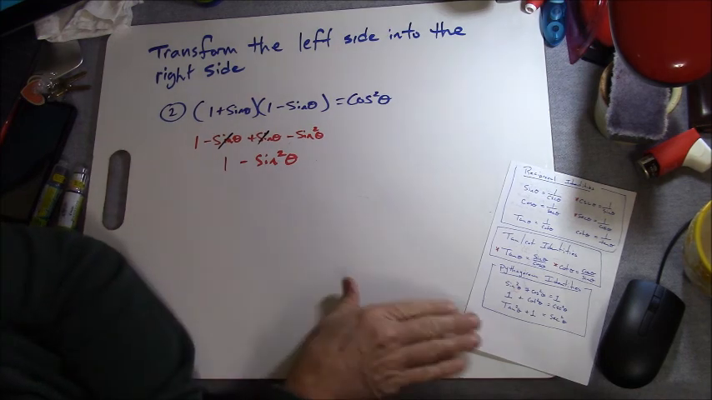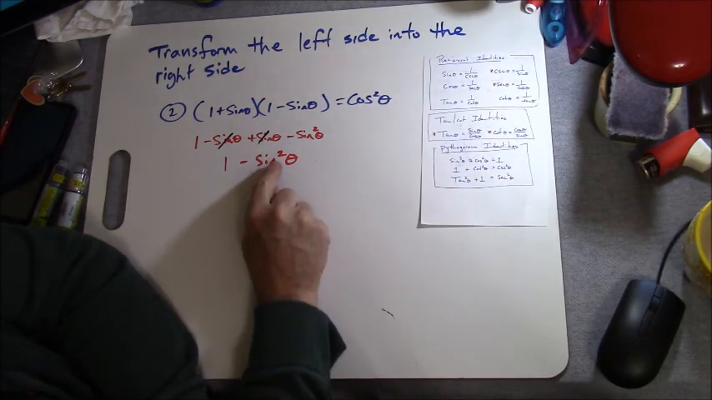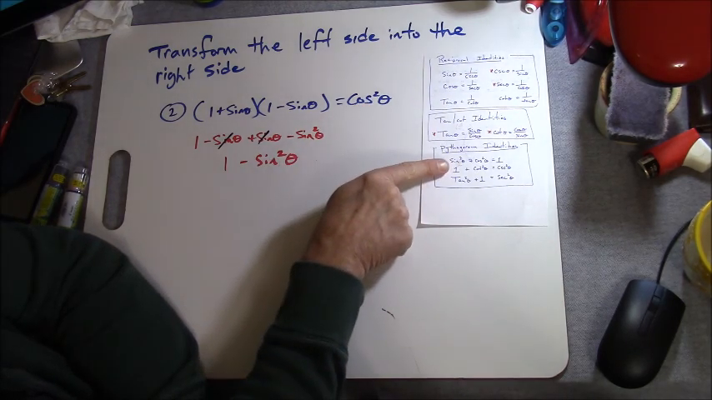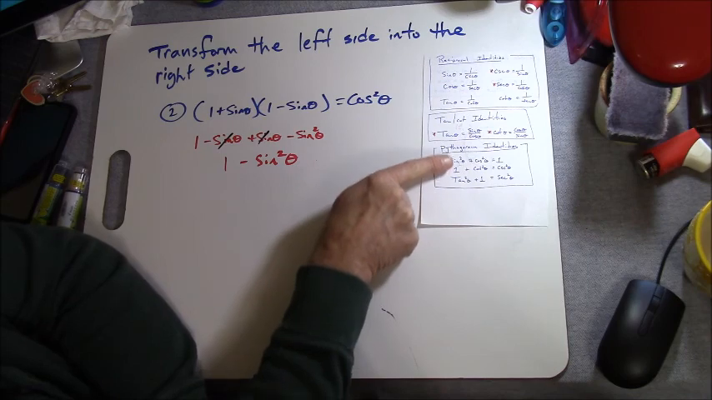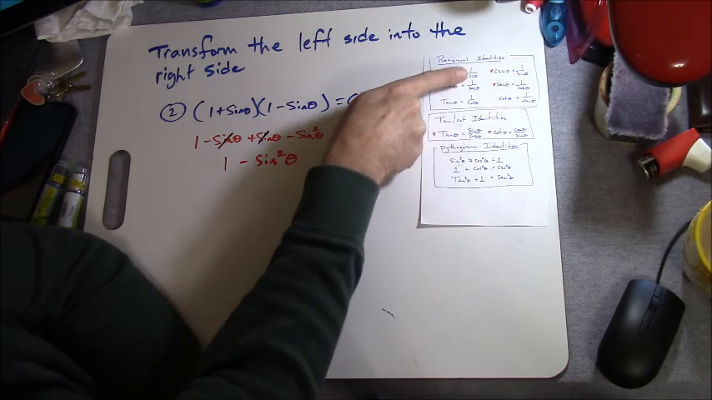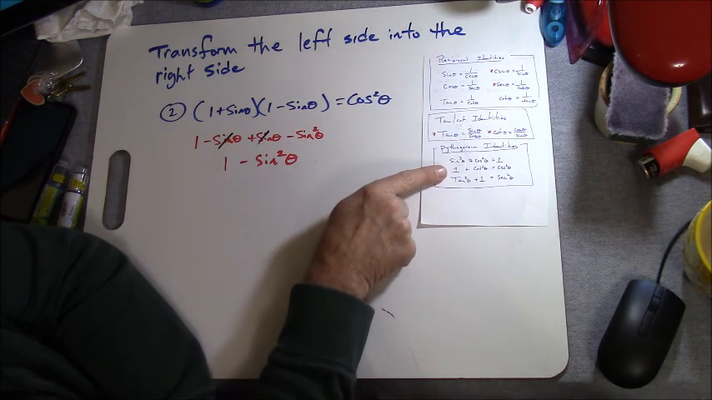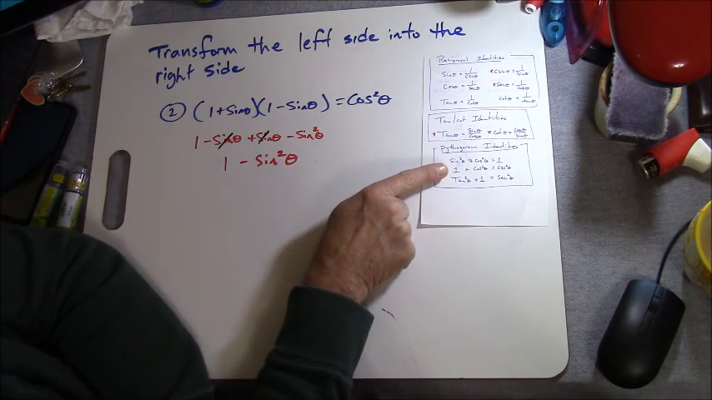So here's another strategy. Anytime you see exponents of 2, that means it probably has something to do with one of these Pythagorean identities, right? None of the other ones have that. Okay, it's not a guarantee that it has to do with this, but most likely it does.